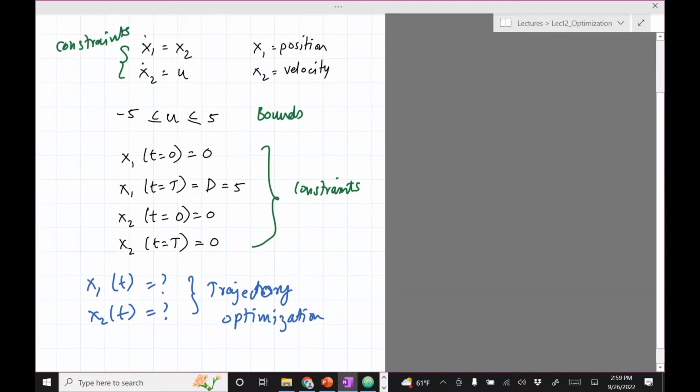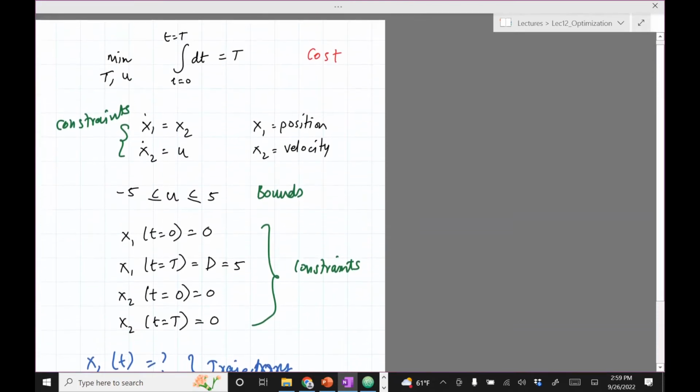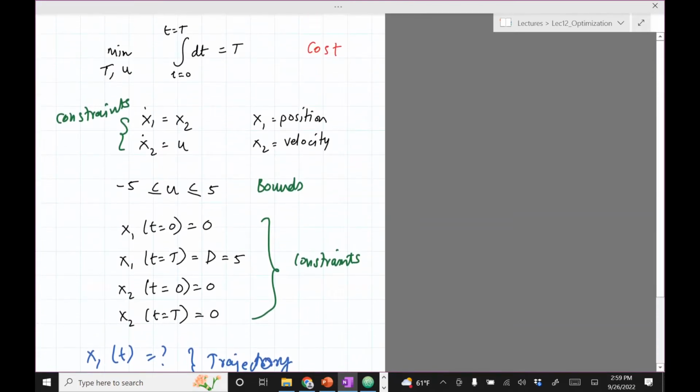Okay, so now we know that. Now let's think a little bit about what exactly we are told to do. We are tasked to compute t and u. Okay?